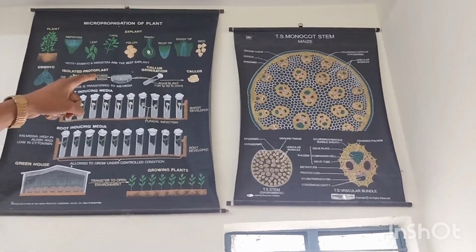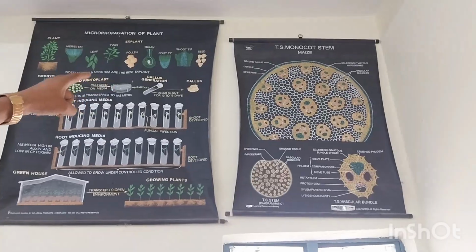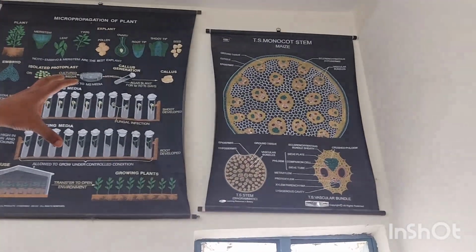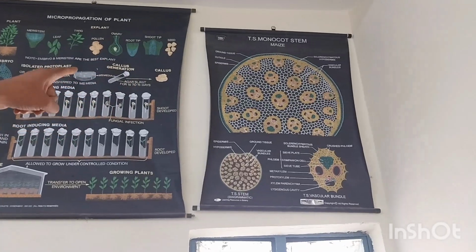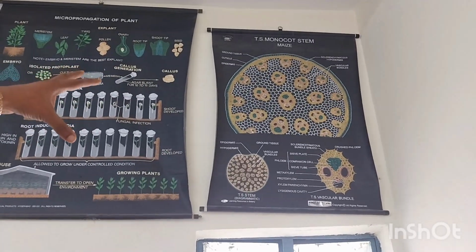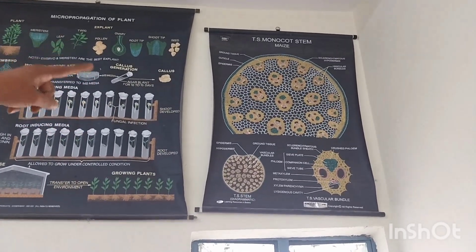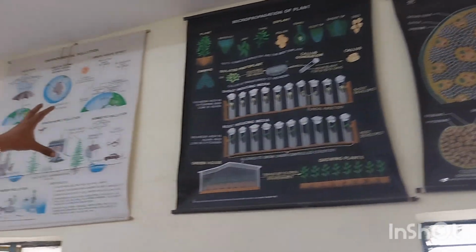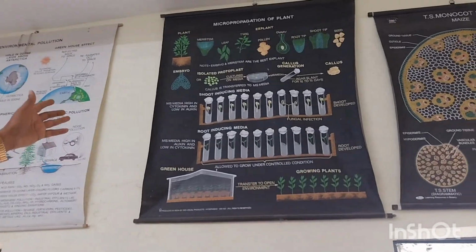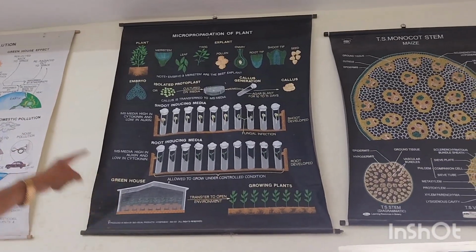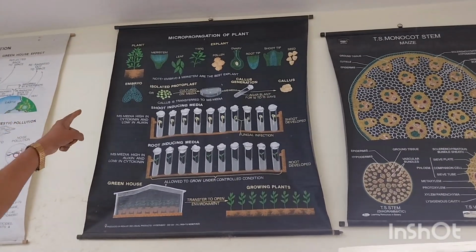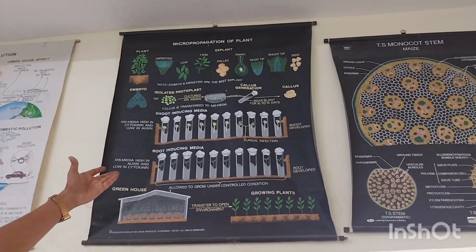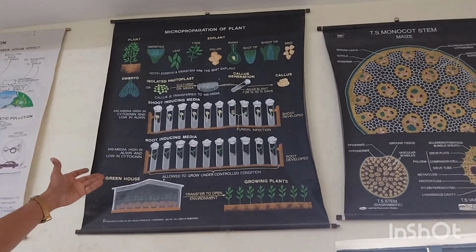The first chart is the TS of monocot stem, just like sunflower, maize, their stem inside structure. What is present inside? Ground tissues are there, outer epidermis is there. This is the internal structure of the monocot stem. Here, micro-propagation of the plant. We can propagate any good plant in large quantity by taking the material, leaf, twig, and we can propagate it in the laboratory, and we can produce a large number of plants.